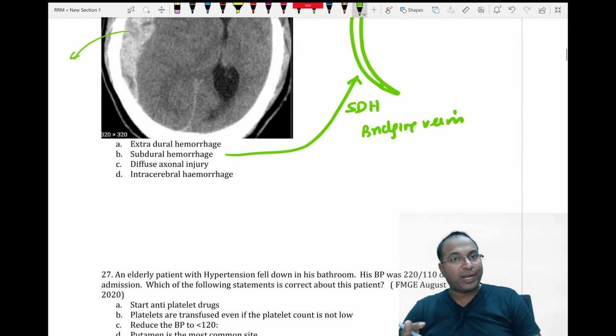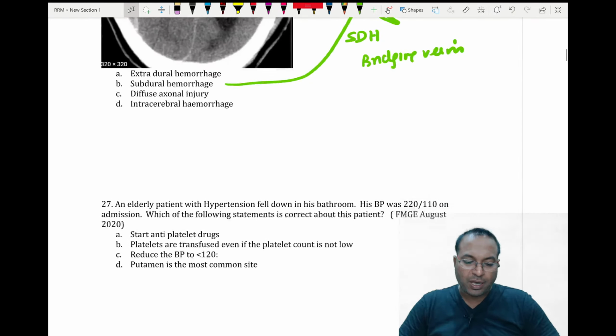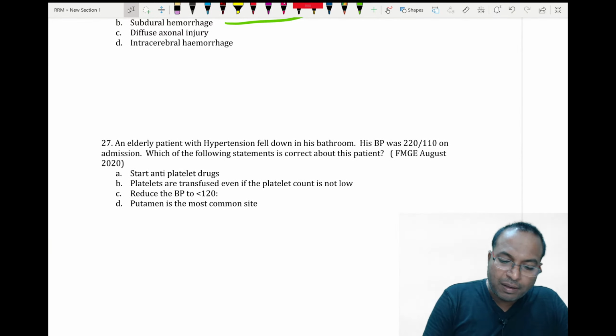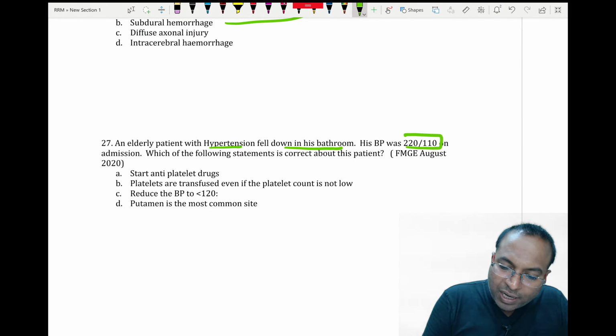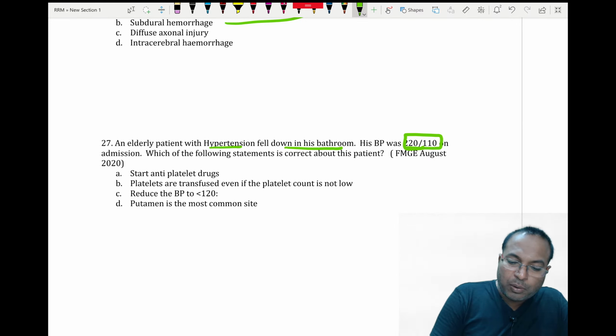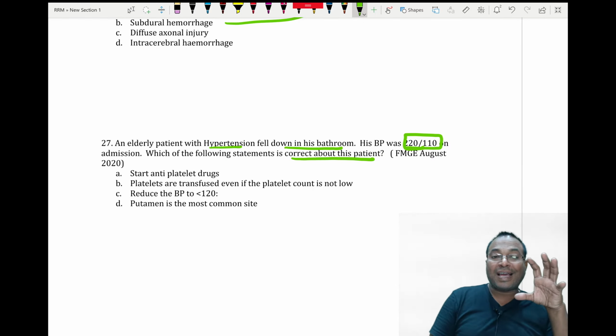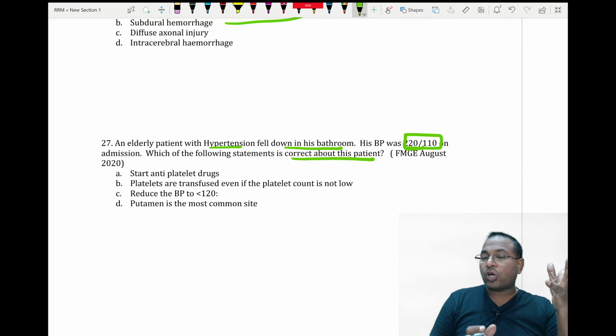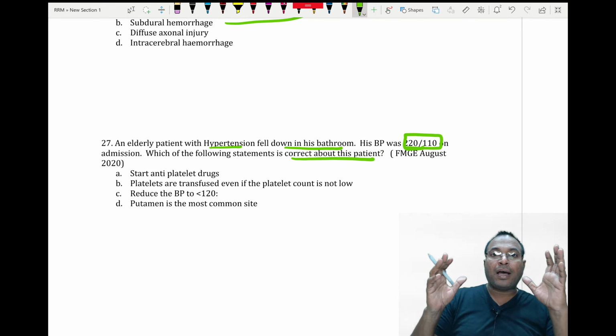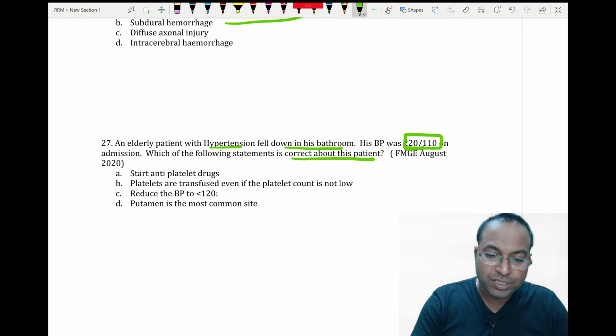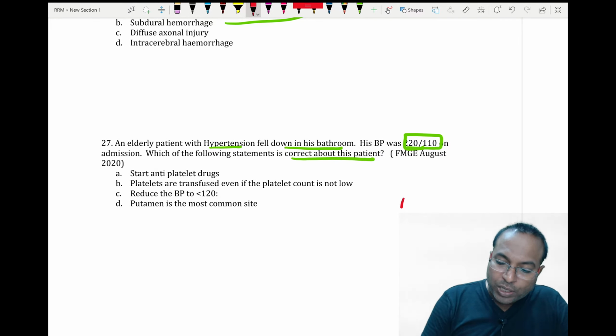So definitely you are going to get one CT scan image of the brain. An elderly patient with hypertension fell down in his bathroom. His BP was 210/110, 220/110. Which of the following statements is correct about this patient? So a patient with hypertension falling unconscious means he had an intracerebral hemorrhage. That is most probably due to putamen hemorrhage.